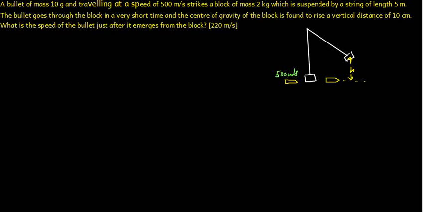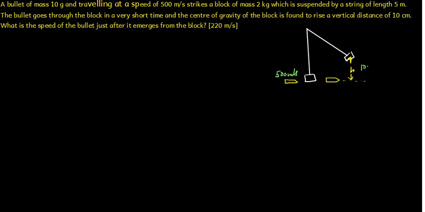A bullet of mass 10 grams and traveling at a speed of 500 meters per second strikes a block of mass 2 kg which is suspended by a string of length 5 meters. The bullet goes through the block in a very short time and the center of gravity of the block is found to rise a vertical distance of 10 meters. So it rises for 10 meters there. I mean 10 centimeters.